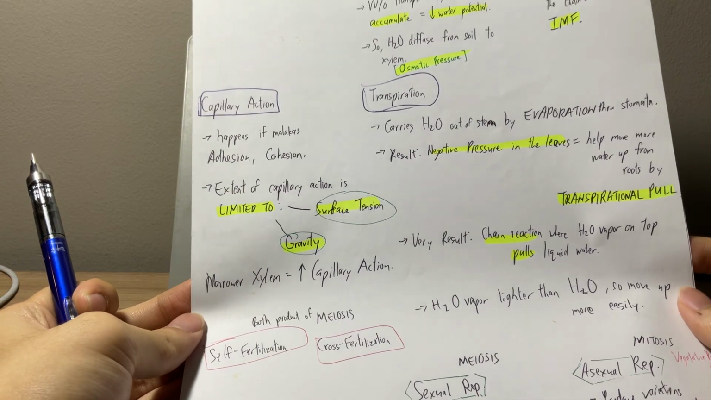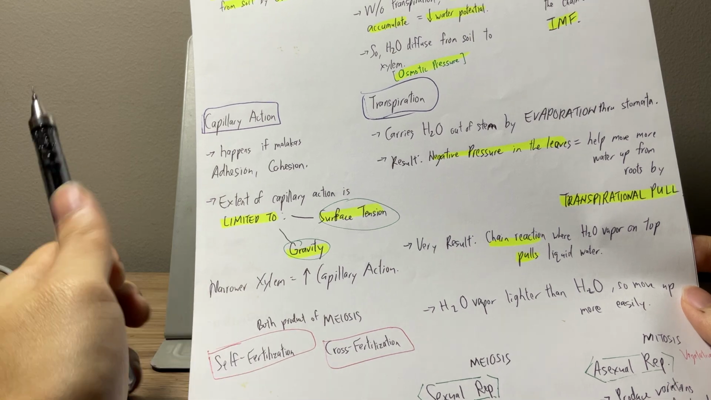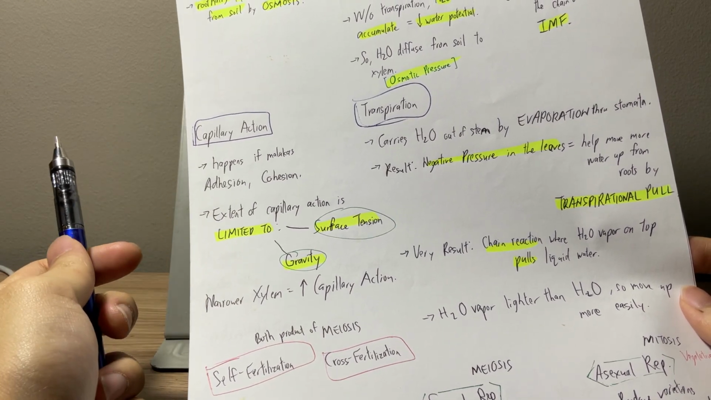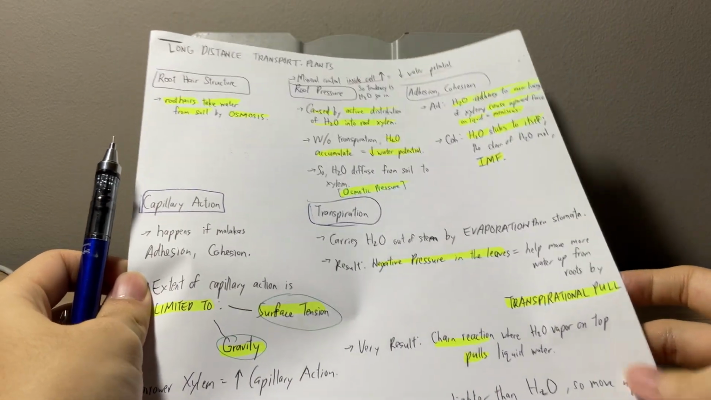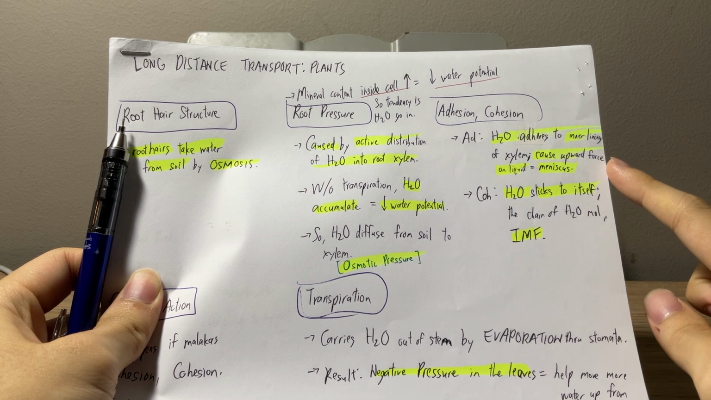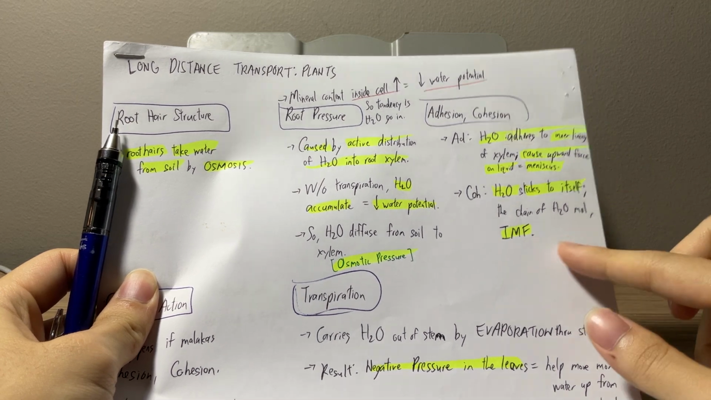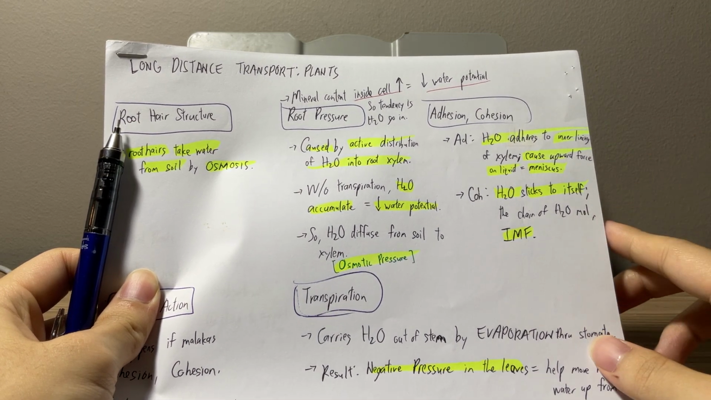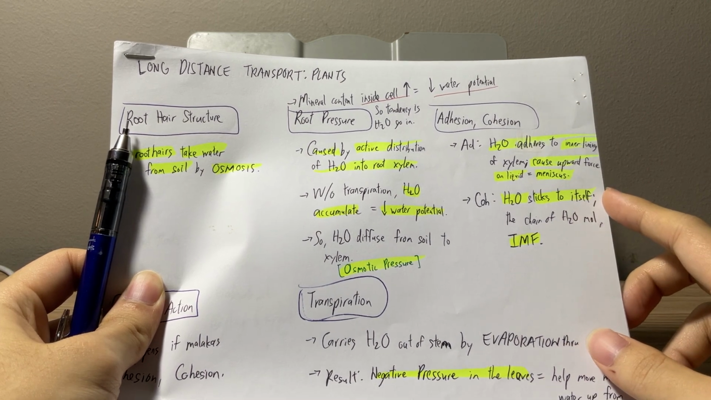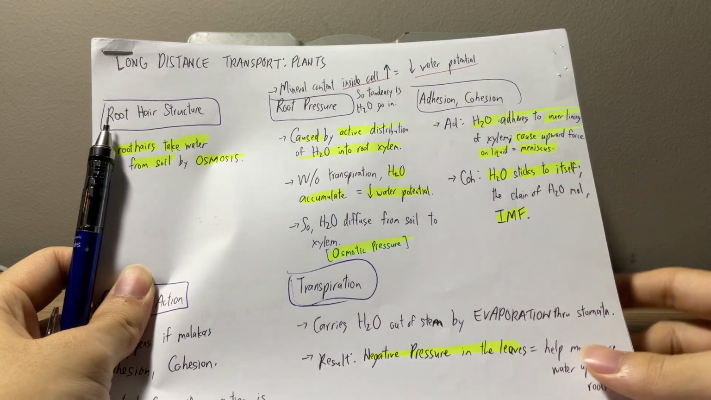Makes sense because if a cylinder is narrower, it's easier for the adhesion of water molecules to the lining of that cylinder, the xylem, and it's easier for water to stick to itself. And that forms a chain.